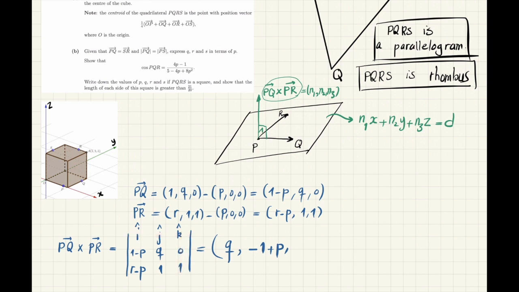So then it becomes 1 minus p. I need to calculate the determinant of this thing. So it becomes 1 minus p. So let me write it. 1 minus p minus q times r minus p. Yes.